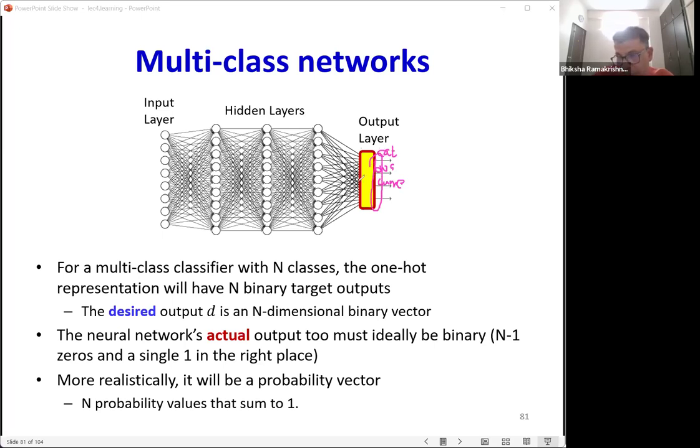Which activation would I use if I want the outputs to sum to 1? Anyone? Which activation would I use? I'm going to use the softmax, right?